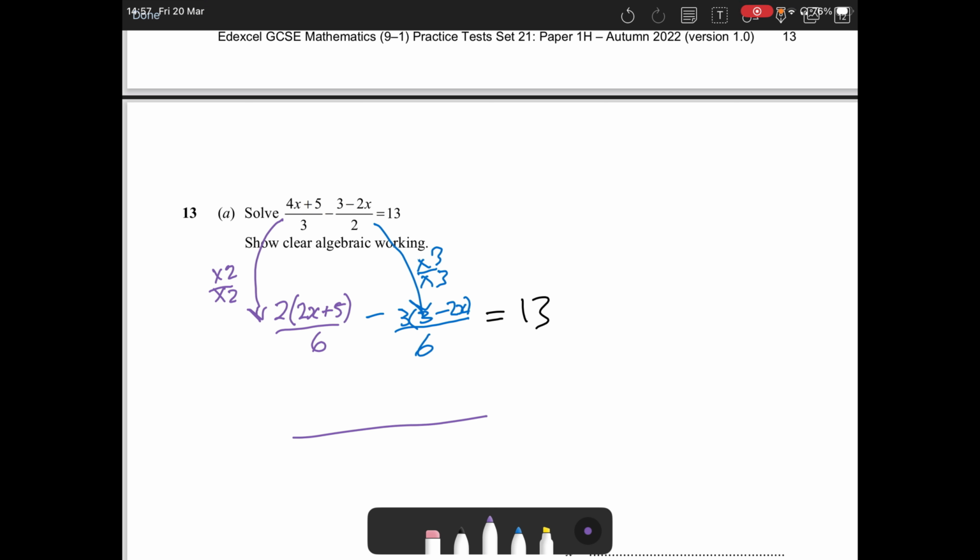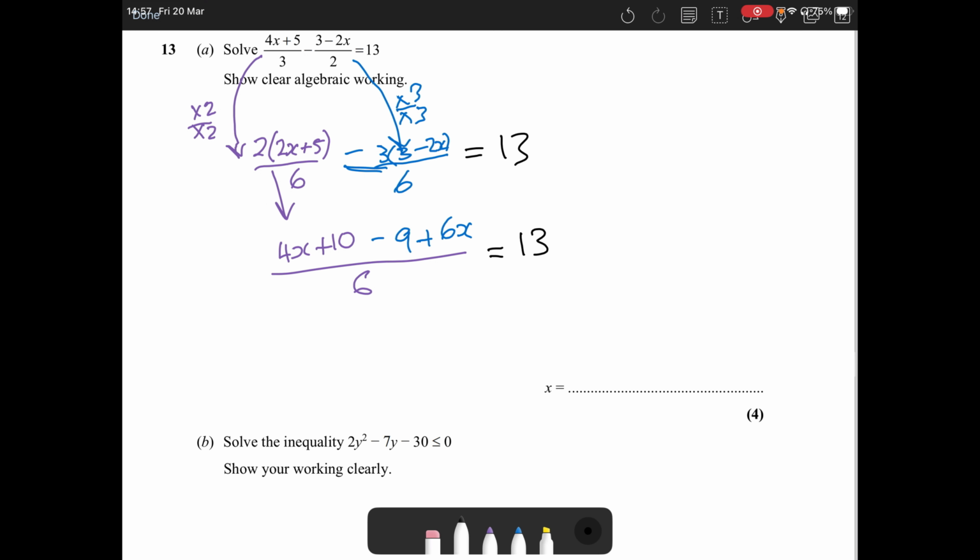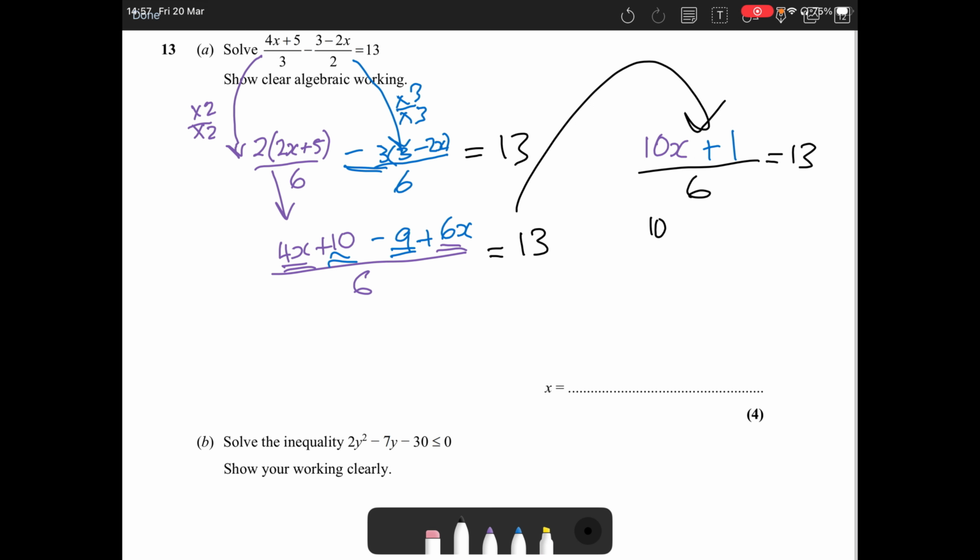Now, the benefit is now we can put this all over one common denominator, 6. So this bit will be 4x plus 10. Be careful with the negative here. It'll be minus 9. But because you're multiplying minus 3 by minus 2x, it becomes plus 6x. A lot of people are going to get that bit wrong in the end, so be really, really cautious. Right, so now what I would do, let me continue up here. We'll tidy up the x's, so the 4x and 6x add to give 10x. Your 10 and minus 9 gives an answer of positive 1. Over 6 is 13. Times across your 6, so 10x plus 1 equals 13 times 6, which is 78.